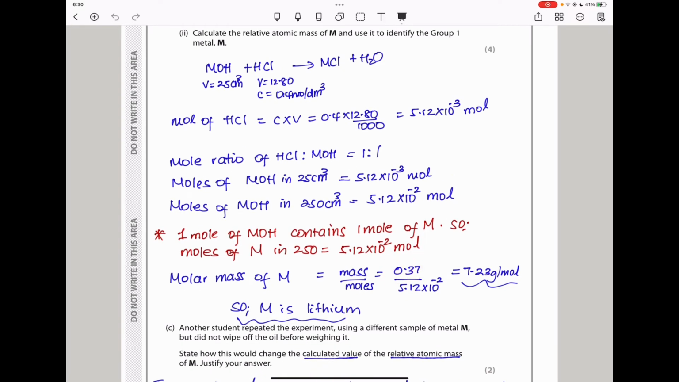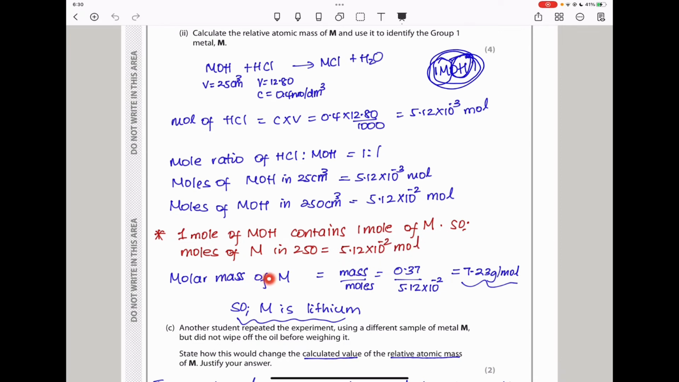So in this case, I know 1 mole of the metal hydroxide contains 1 mole of M. So the moles of M in the 250 should equal the moles of the MOH. I don't know if you can understand that. If 1 mole of MOH contains 1 mole of M, the moles of this should equal the moles of that. So moles of M are equal to the moles of MOH in the 250 centimeters cubed, and therefore they will be exactly that.